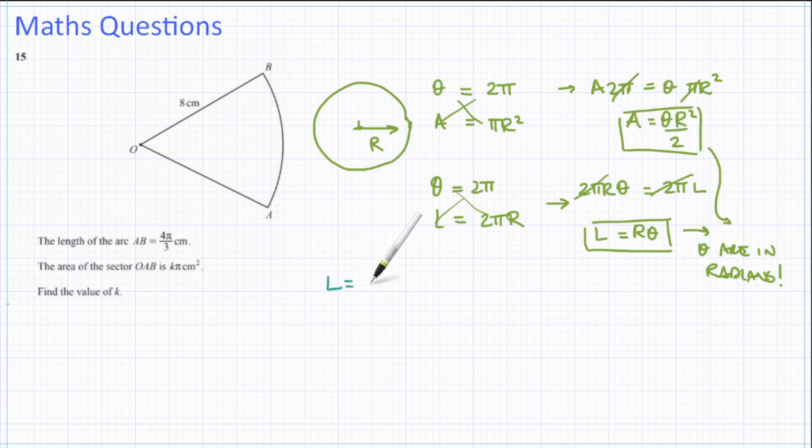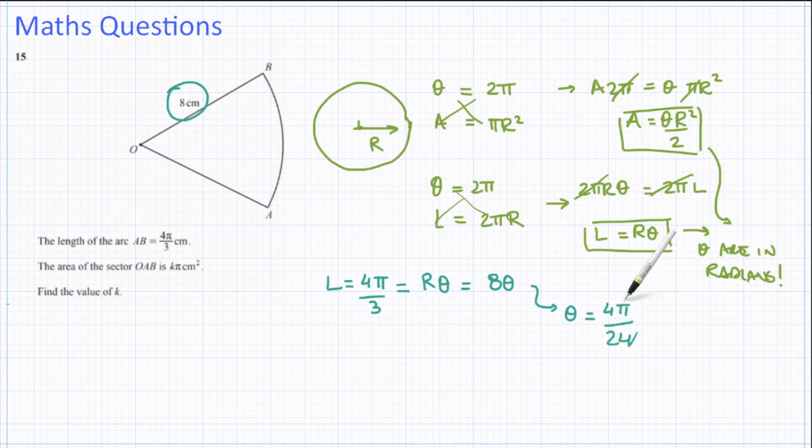So the length of our arc is 4 pi over 3, which is given by r theta. The radius in the question is given, which is 8 centimeters. So this would be 8 theta. If we rearrange this equation, we will then find that theta is 4 pi over 24. And we can simplify this and get pi over 6.